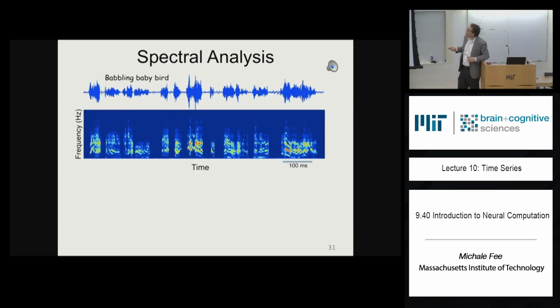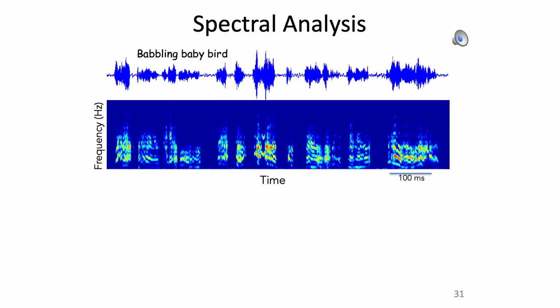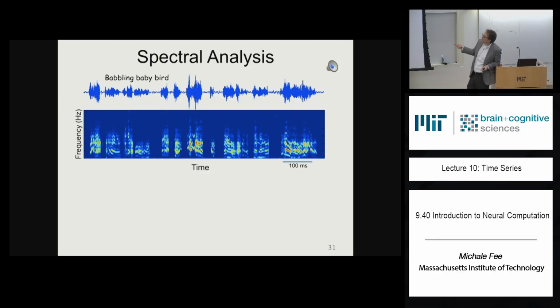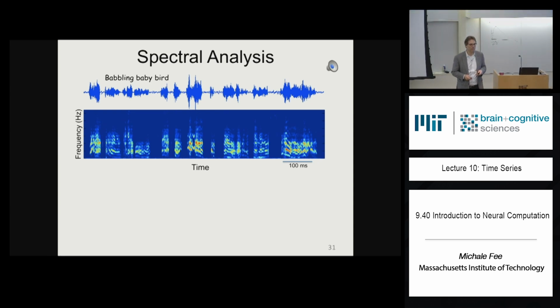Okay, here's another example. This is a baby bird babbling, and here's an example of what those signals actually look like. Just a bunch of wiggles. It's almost completely uninterpretable, okay? But again, your brain does this spectral analysis, and here I'm showing a spectrogram. Again, this is frequency versus time. Much more cluttered visually, and it's a little bit harder to interpret, but your brain actually does a pretty good job figuring out what's going on there, okay?